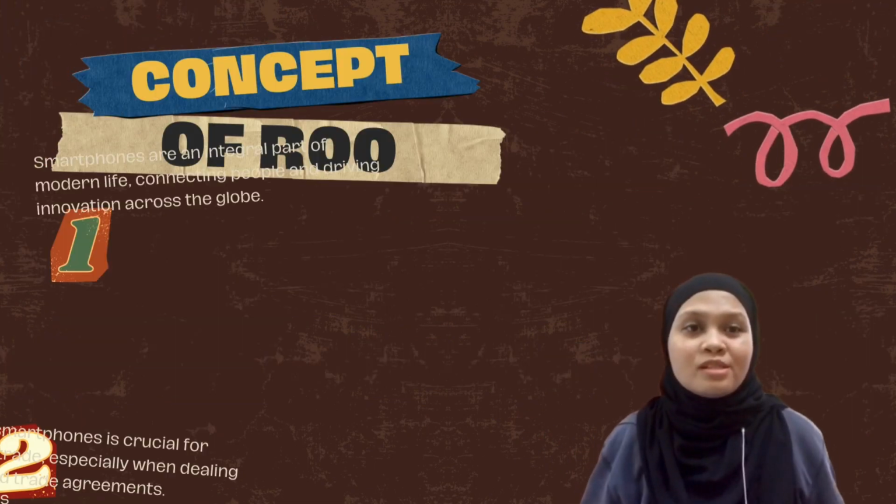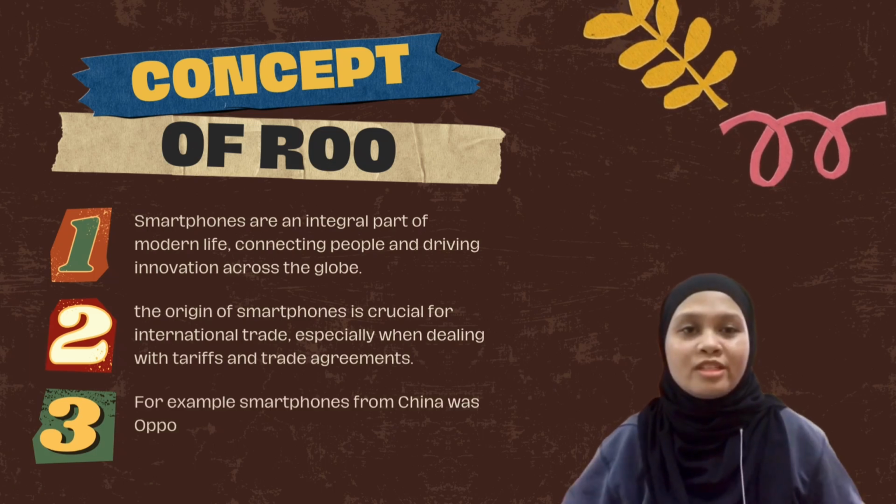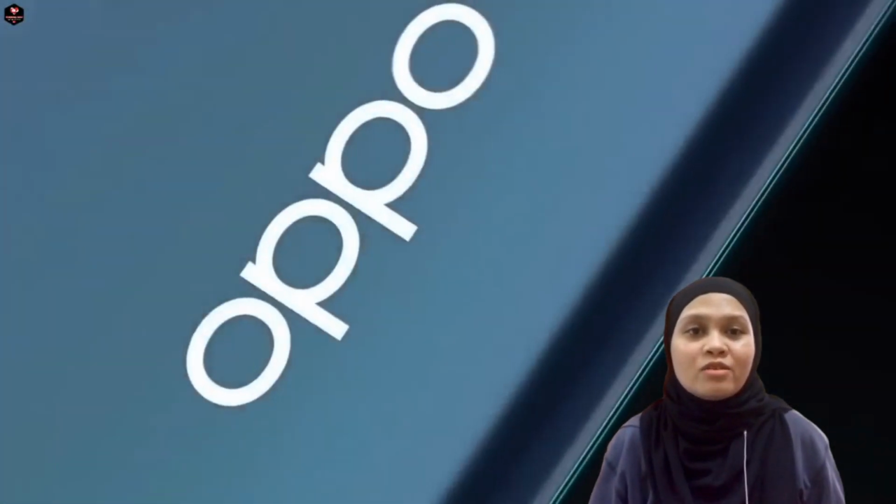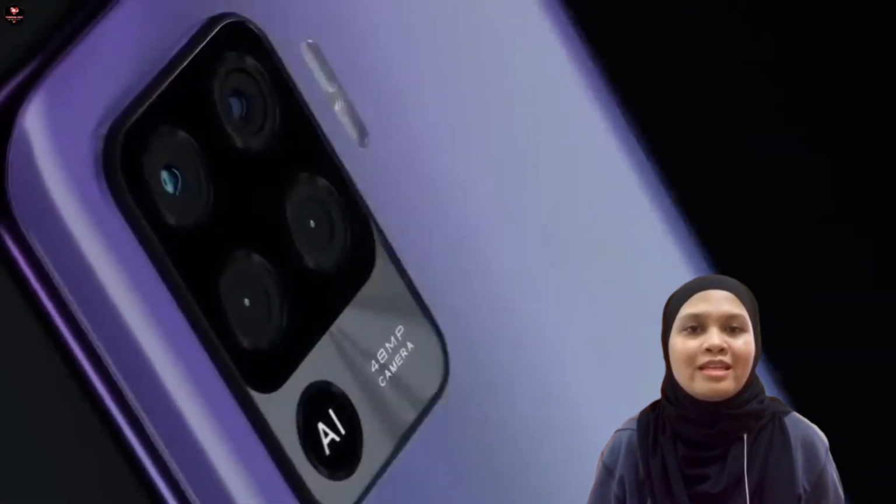Welcome. Today we explore the concept of the rule of origin using Oppo smartphones as our example. Oppo smartphones are an integral part of modern life, connecting people and driving innovation across the globe. Understanding the origin of a smartphone is crucial for international trade, especially when dealing with tariffs and trade agreements.